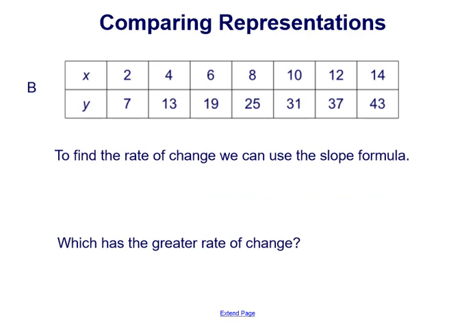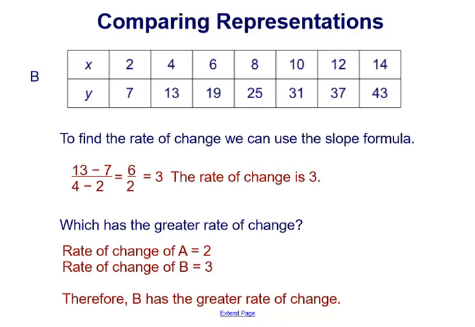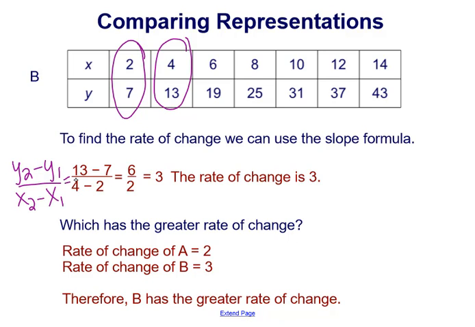Then we have the table. So to find the rate of change in the table, we can use the slope formula. We can pick any 2 points and calculate the slope, and then we'll be able to tell which has a greater rate of change. So we're picking randomly the 2 points, the first two, (2, 7) and (4, 13). And using the slope formula, y2 minus y1 over x2 minus x1, we get 6 over 2, which equals 3. So the rate of change of the table is 3.